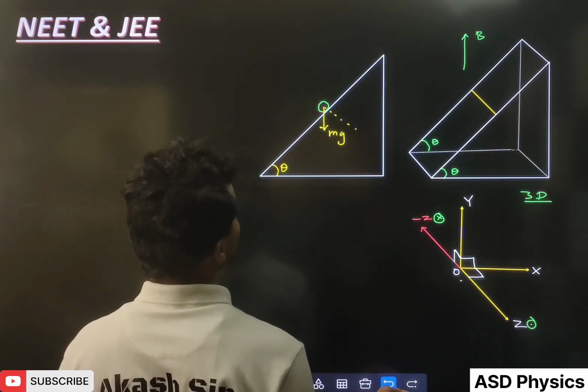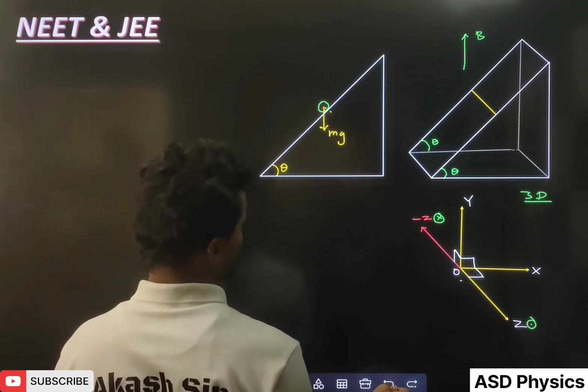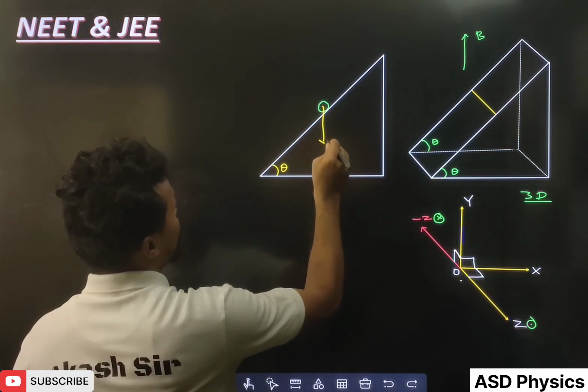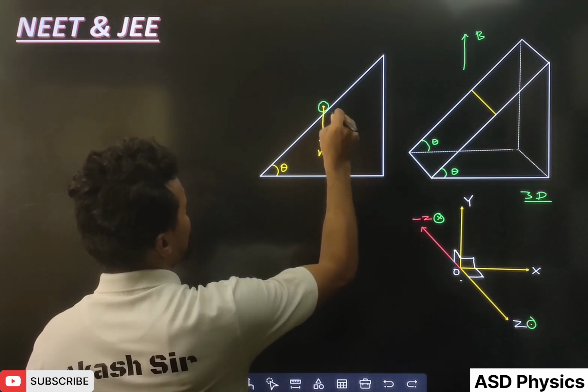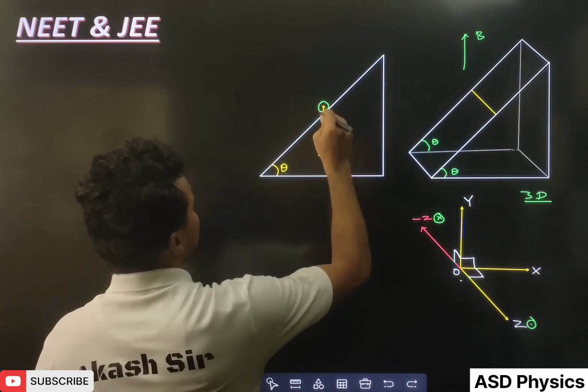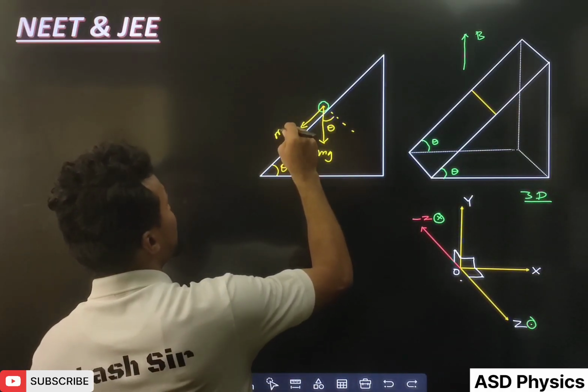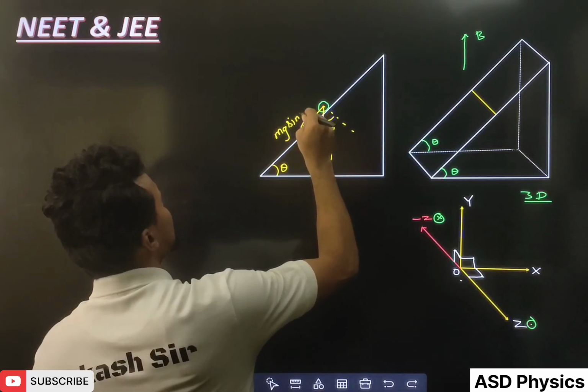Okay, and here I can do one more thing actually. I am just going to make this force somewhat long, so the diagram is visible properly. Now this is theta here. So what will happen is that one component will be there from the parallelogram method. This component you know very well, mg sin theta.